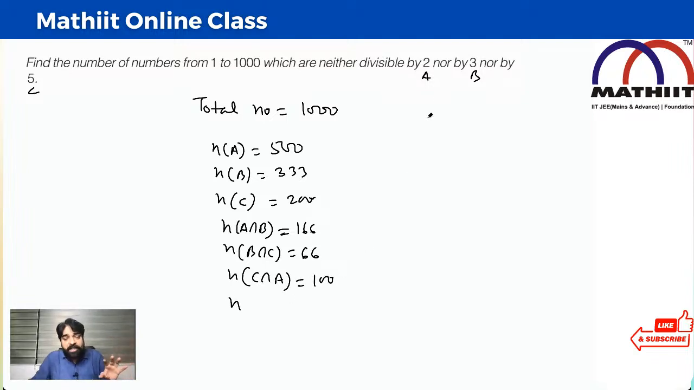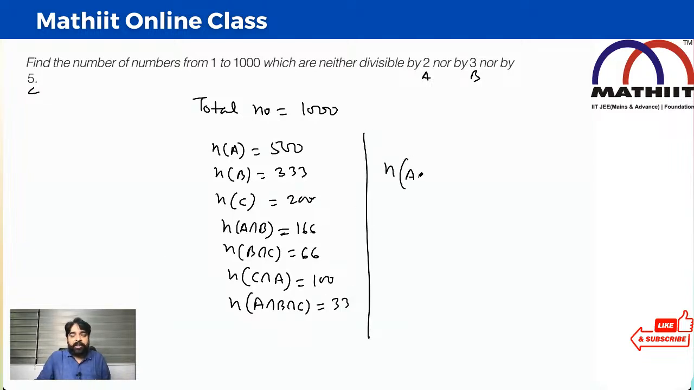And there may be a chance that all three can come, A intersection B intersection C, and that will be equal to 1000 divided by 30, and that will be equal to 33. So finally, N of A union B union C, directly I'm writing 500 plus this minus this minus this, this added, this subtracted, and this added. I'm using a calculator to check this one. You have to do your own. So I guess it's coming 734.